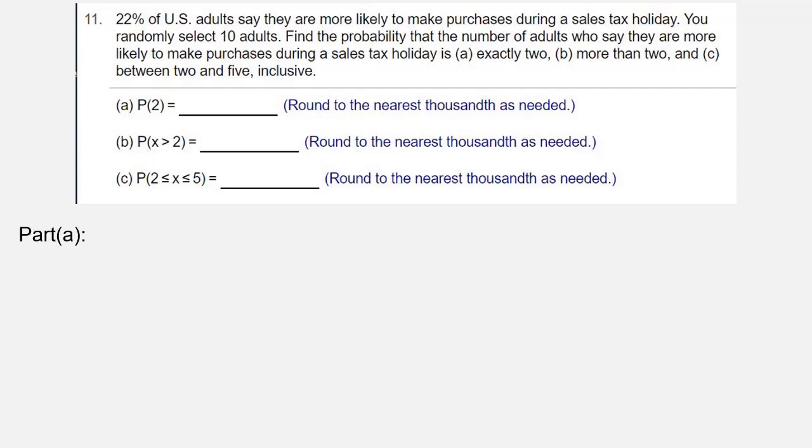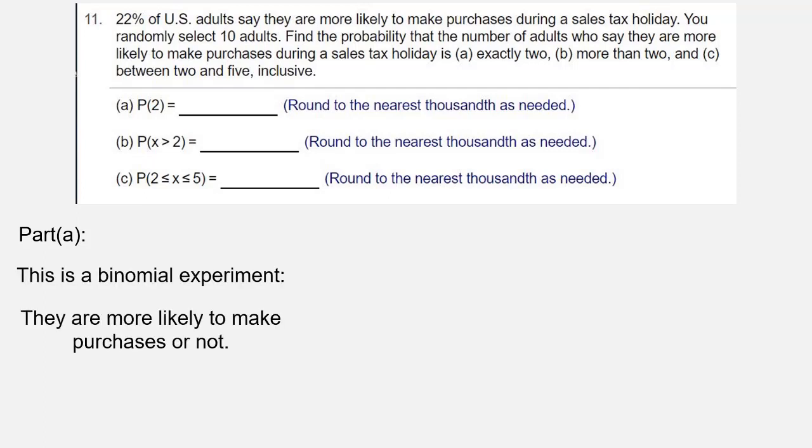So let's start with part A. This is binomial because either a person says they're more likely to make a purchase during a sales tax holiday or they don't say that. There's two possible outcomes there. So we're going to be using the binomial formula. And so to use the binomial formula, we need to know the value of n. N is 10 because we're selecting 10 adults. And then P, the probability of finding somebody who is more likely to make a purchase, is 0.22.